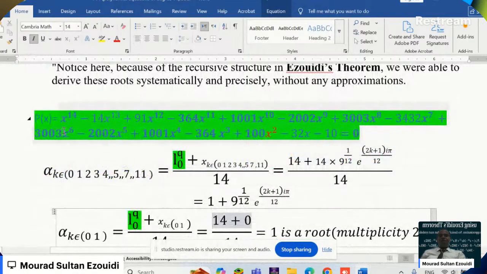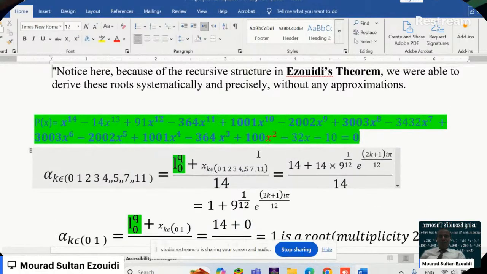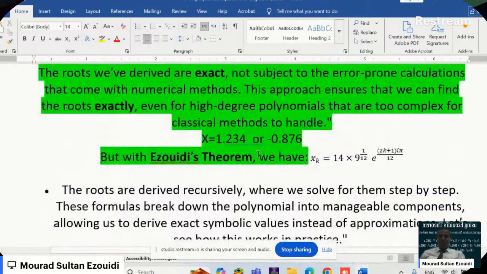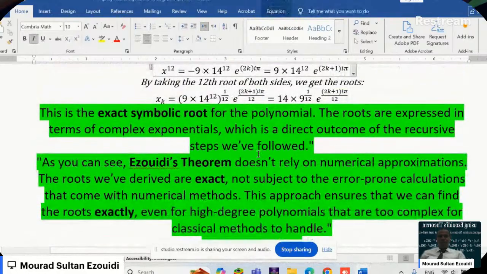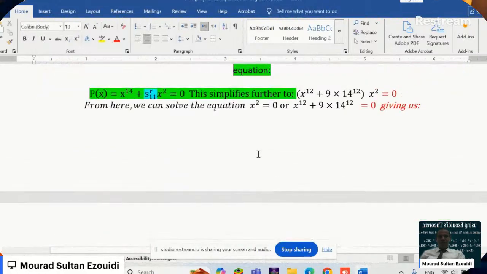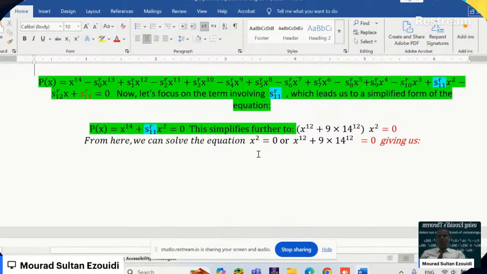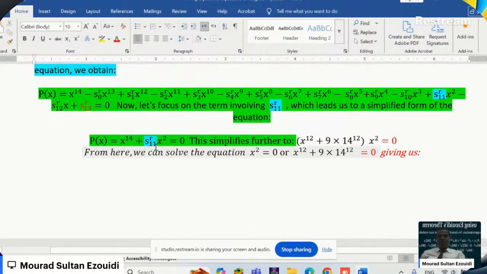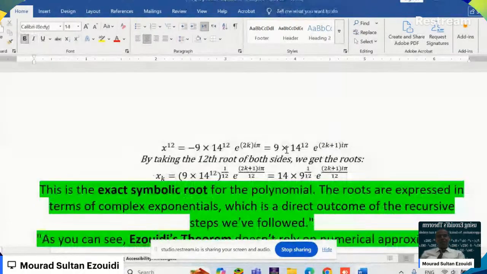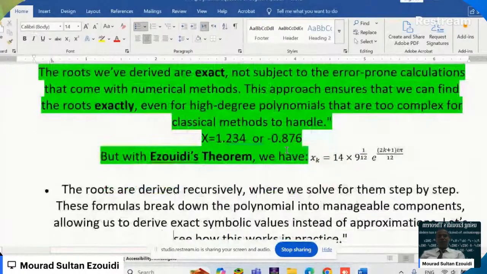This alpha k is called the roots of this polynomial, equal to L0 plus xk. Xk here, professors, is the roots of this new 14th degree polynomial equation. This one, go back. This one, yes, which is written x to the 14 plus x squared equals 0. So the xk are the roots of this. And alpha k, we said, is L0 plus xk all divided by 14.